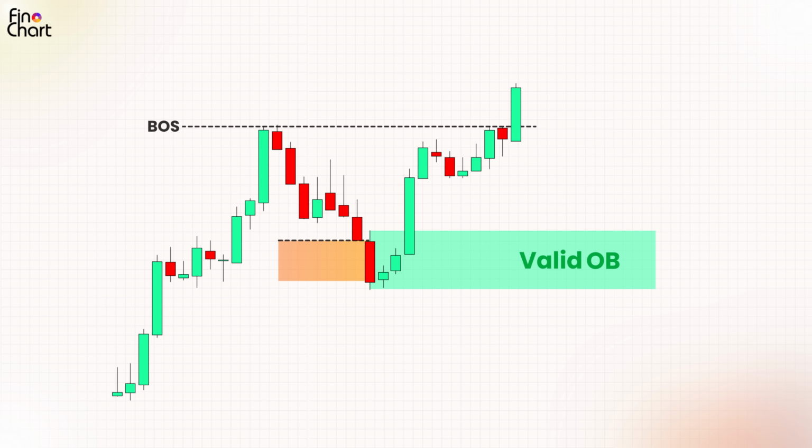Point number 2, any order block remains valid only as long as it stays unmitigated. The moment the price taps a valid order block even once, it's mitigated, and from that point forward, it's no longer useful. An order block can only be used once. Once those pending orders are filled, smart money has no reason to bring prices back there.